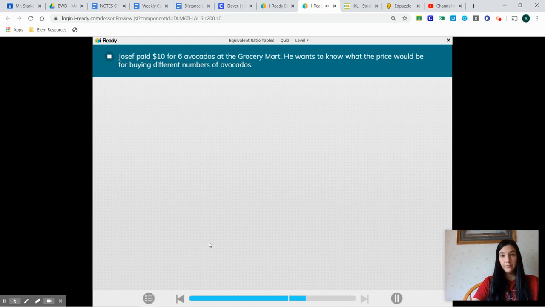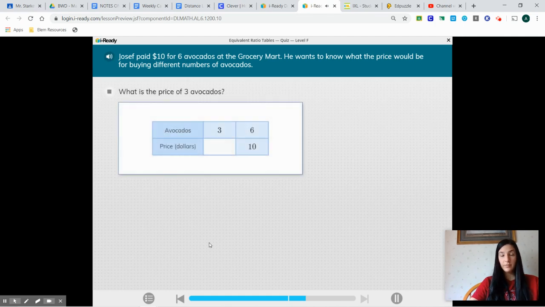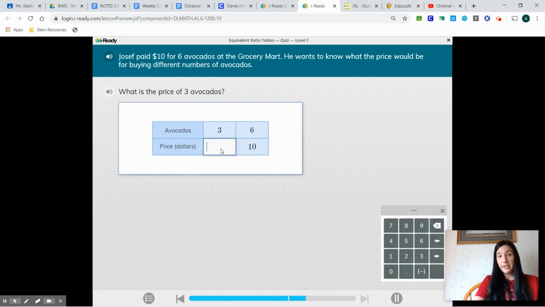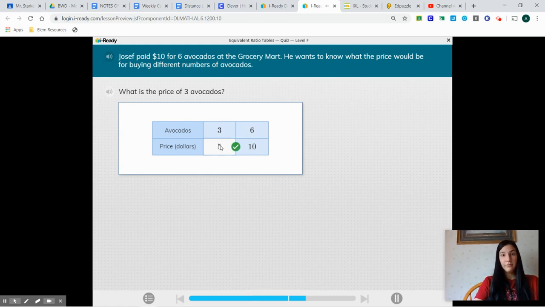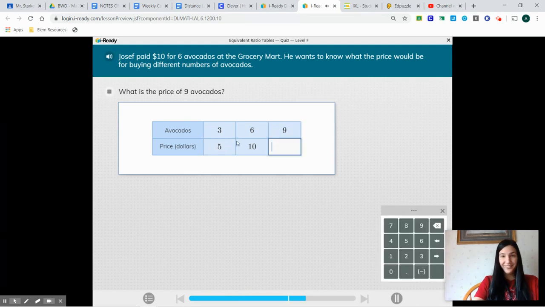Yosef paid $10 for 6 avocados at the grocery mart. He wants to know what the price would be for buying different numbers of avocados. What is the price of 3 avocados? Okay, so to get from 3 over to 6, we multiplied by 2. So we're going to divide by 2 to get our number here. So 10 divided by 2 would give us, we see here, 5.